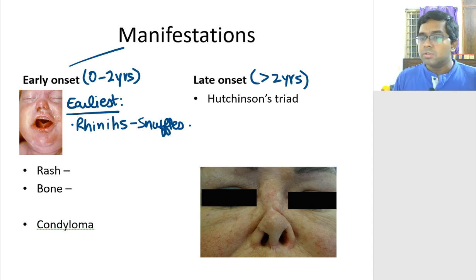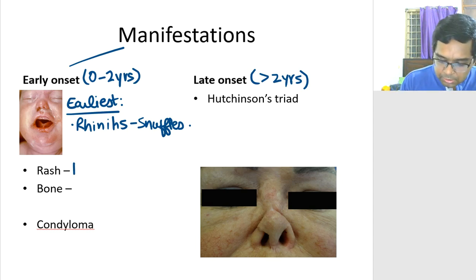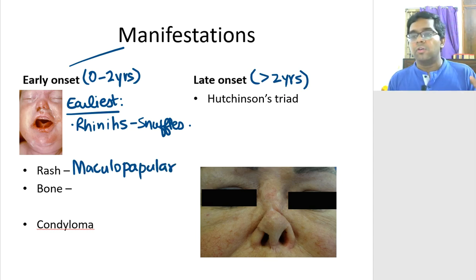The baby can also develop a rash. This rash is commonly maculopapular. It can also be vesicular, but most commonly it is maculopapular. But one of the distinguishing features of the rash in syphilis is that it involves the palms and soles. Why? Because in most of the other infections, it may not involve the palms and soles. So involvement of palms and soles with maculopapular rash or vesicles in a newborn baby is very, very suggestive of congenital syphilis. This is a point you all need to remember.